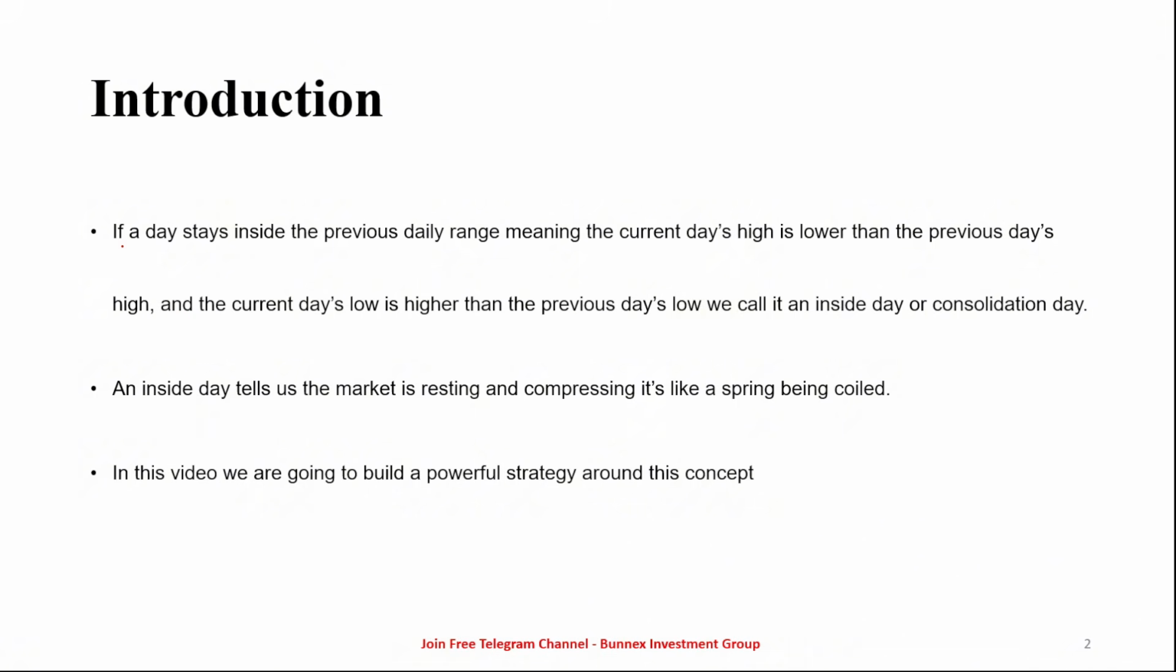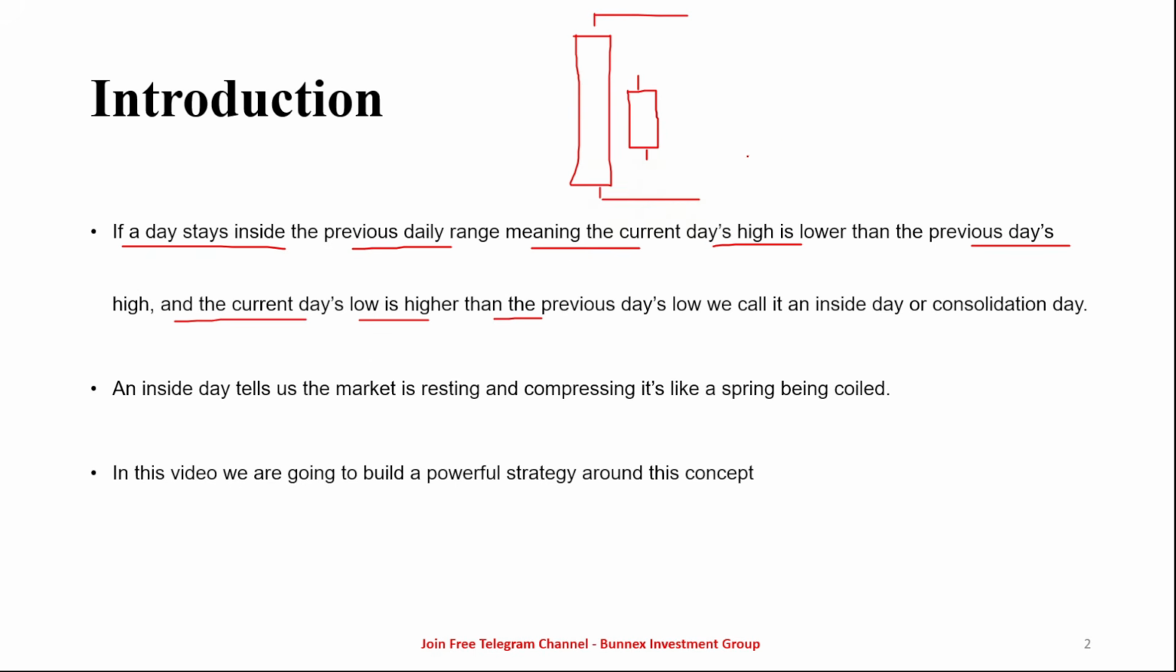All right, so if a day stays inside the previous daily range, meaning the current day's high is lower than the previous day's high and the current day's low is higher than the previous day's low, we call it an inside day or consolidation day. So this is the previous daily candle, which is like this, and we get another candle that is within this particular range. We actually say this is an inside day.